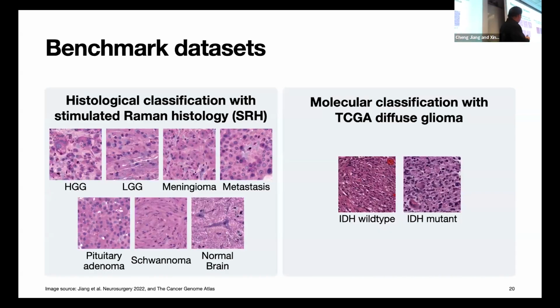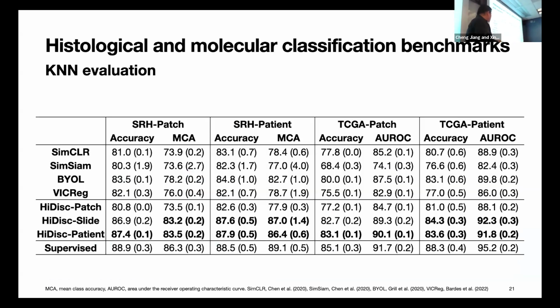So we benchmarked our method on a few different data sets, including SRH and H&E data. SRH is a 7-class classification task where we're trying to determine the histologic tumor type of different images. On the TCGA side, we are doing a more advanced classification on molecular information, where we're trying to differentiate IDH wild type and IDH mutant type tumors. And the result is overwhelmingly amazing for the methods that we're proposing.